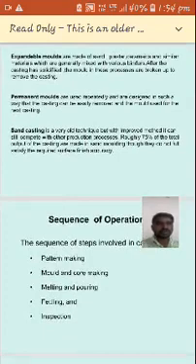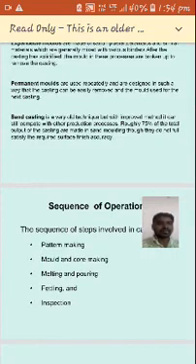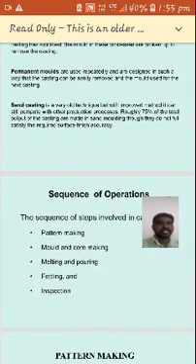Whereas permanent molds are used repeatedly and are designed in such a way that the casting can be easily removed, and the mold used for the next casting, and the mold used for the next castings.